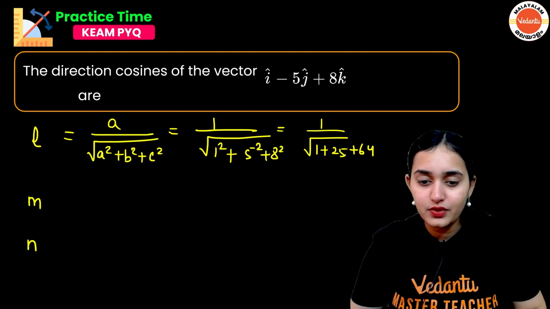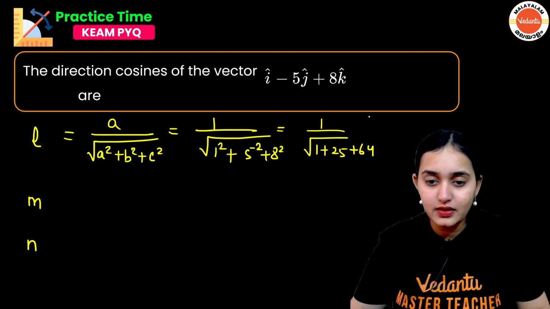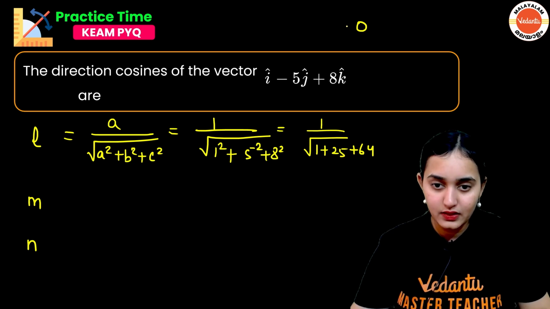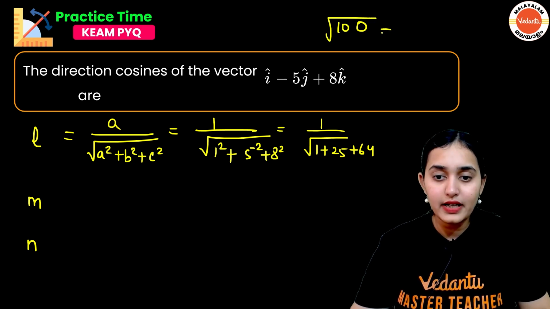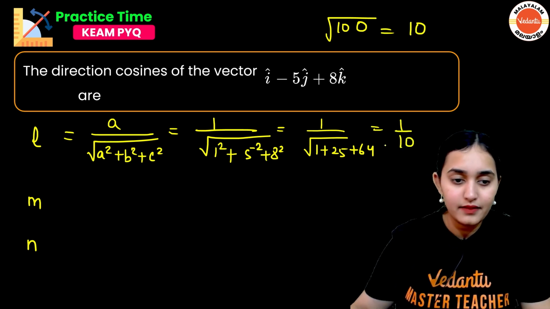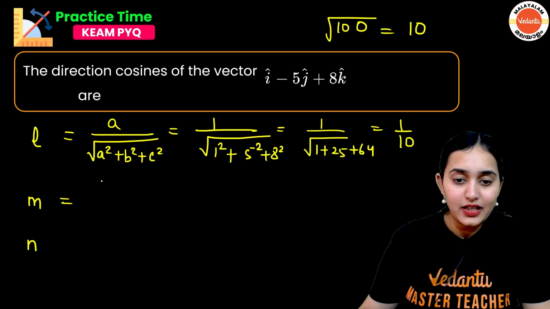5 plus 4, 9 plus 1, 10. So we get 0. Then 7, 8, 9 plus 10, 100. So root over 100 is 10 basically. So we get 1 by 10. Now similarly, m value will be b upon square root of a square plus b square plus c square.